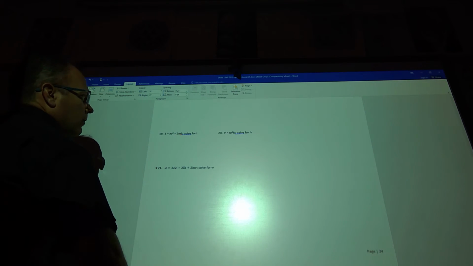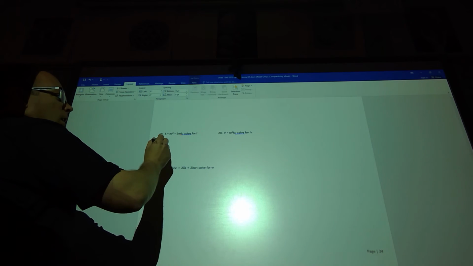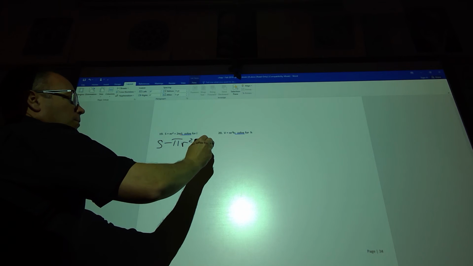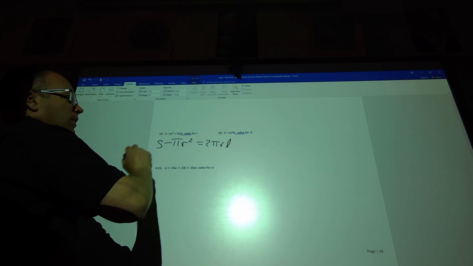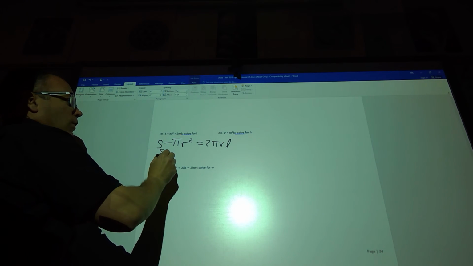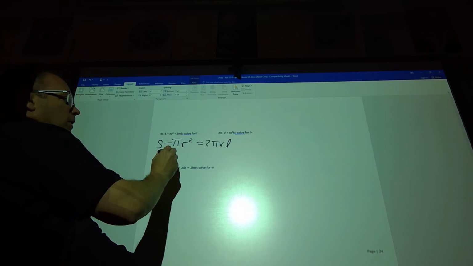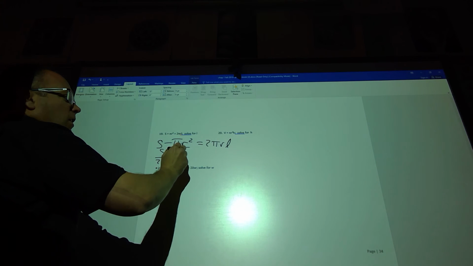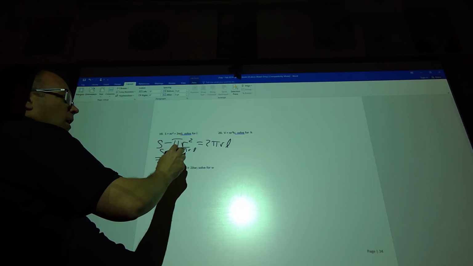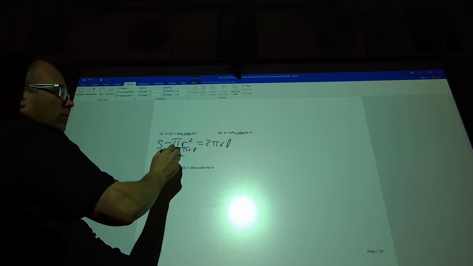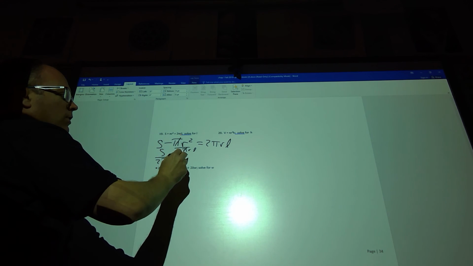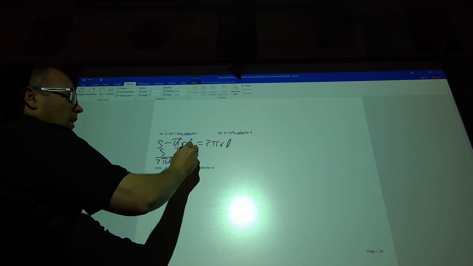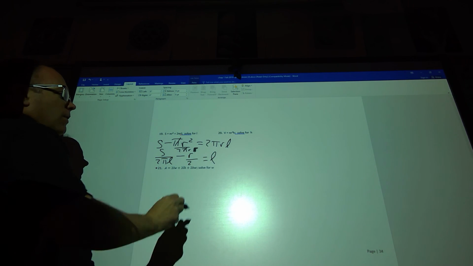Number 19, I want to solve for L. So I'm going to subtract the pi r squared, so s minus pi r squared equals 2 pi rL. Divide everything by 2 pi r, so I get s over 2 pi r minus, if I divide this by 2 pi r, I'm going to lose one of my r's, and the pi's also cancel, so I'm going to get r over 2, and I didn't want the L there, I want the L by itself, equals L.